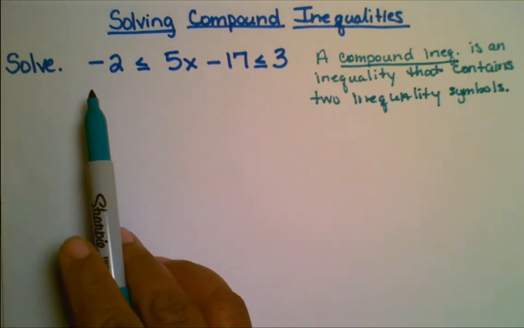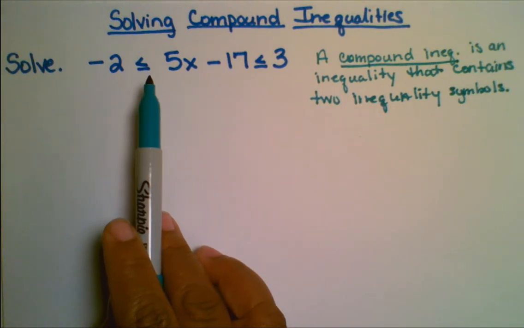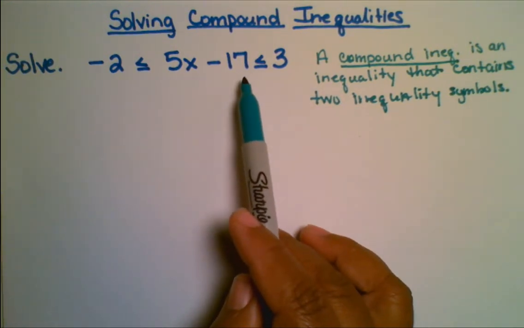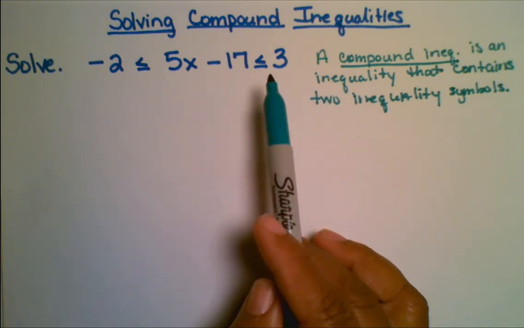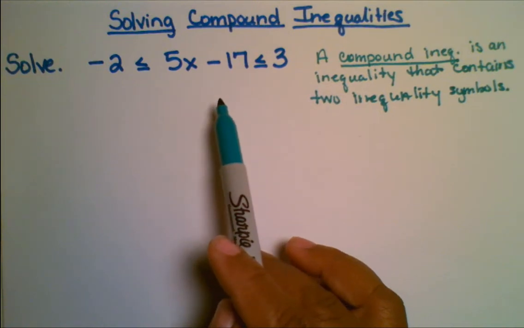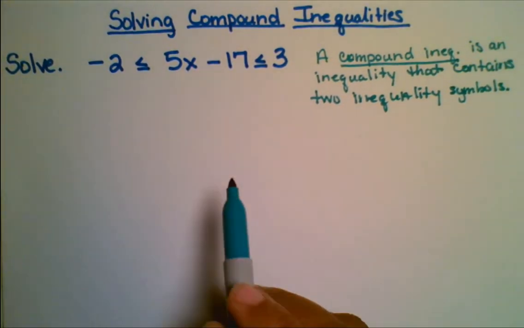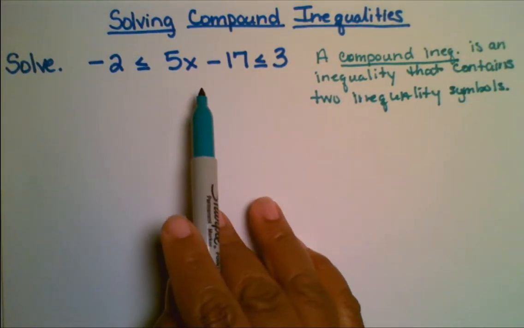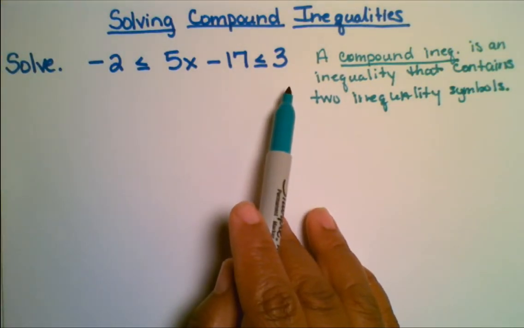So our question we're going to solve: -2 is less than or equal to 5x minus 17, less than or equal to 3. We're going to solve a compound inequality just like we would a regular inequality, but we have three parts to a compound inequality. We have the middle part, we have the left side, we have the right side.